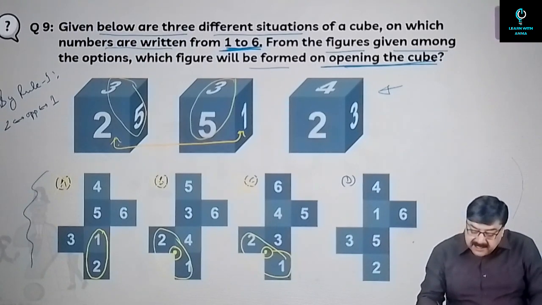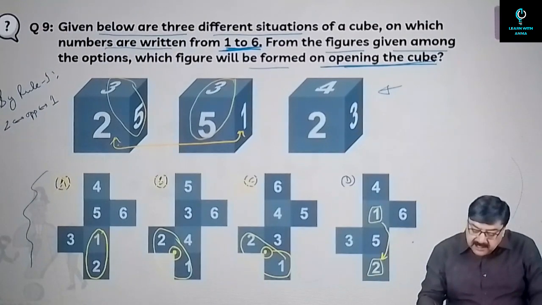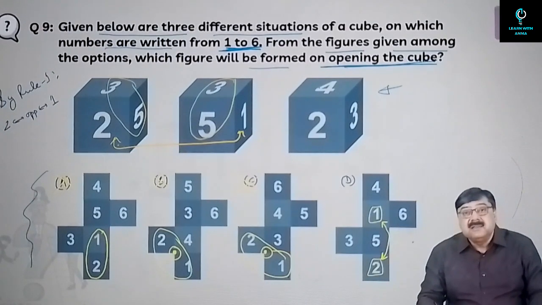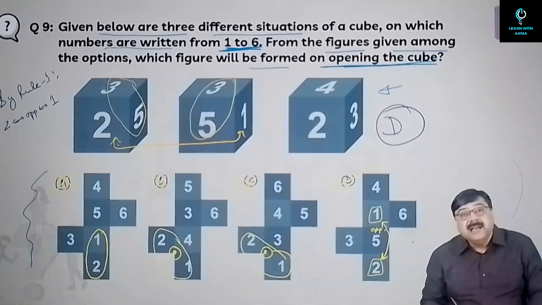And as we can see, 1, 2, these are in the alternate squares. So these are opposite each other. So D was the only option left. So we got choice D here as the correct answer.